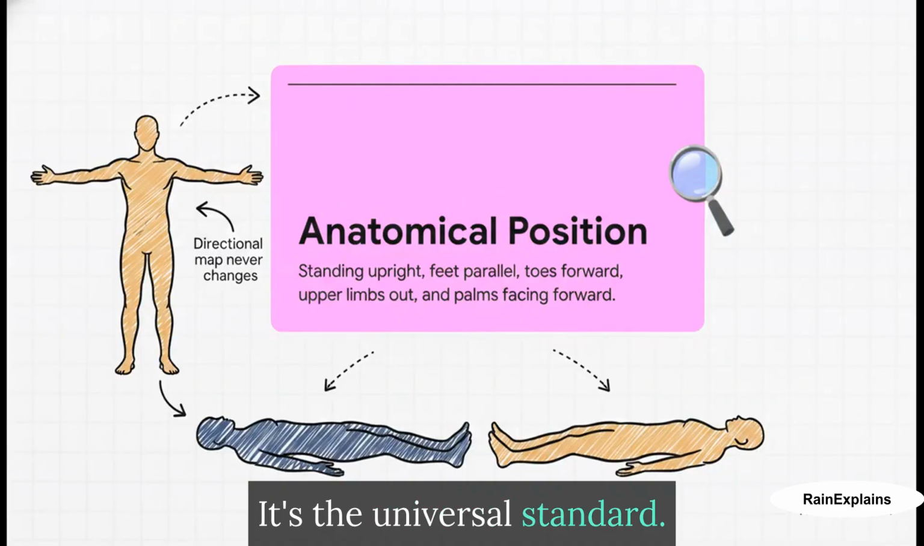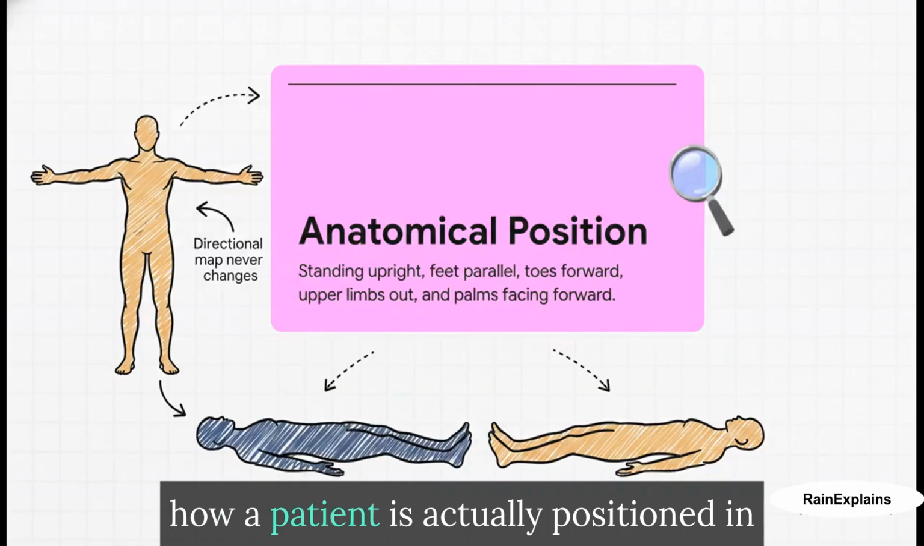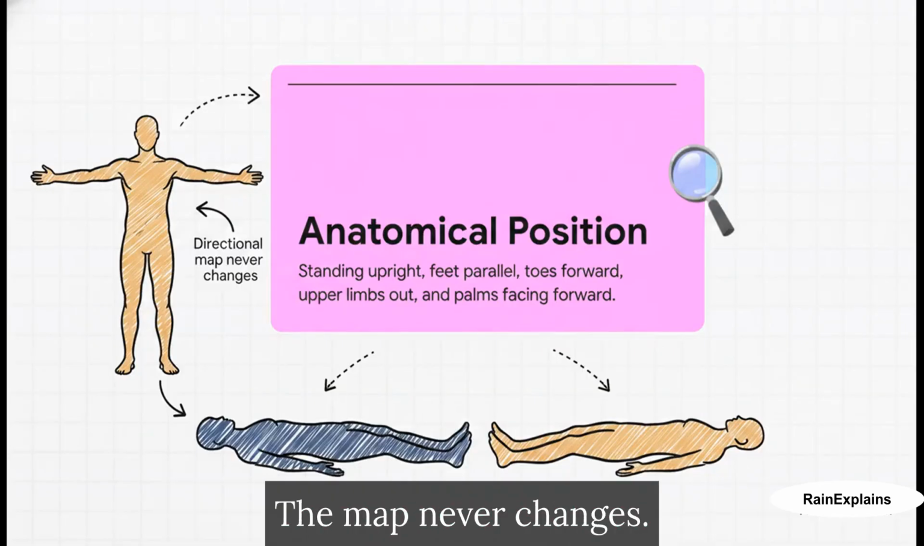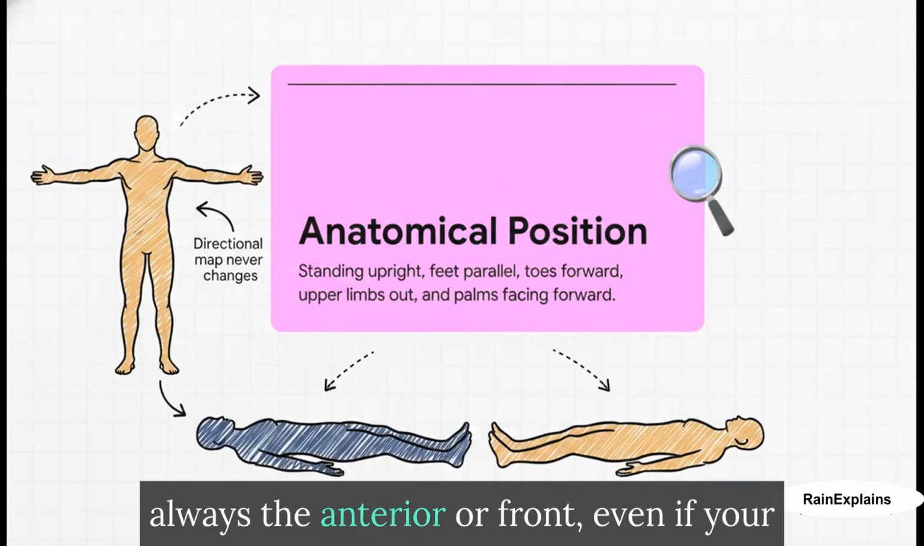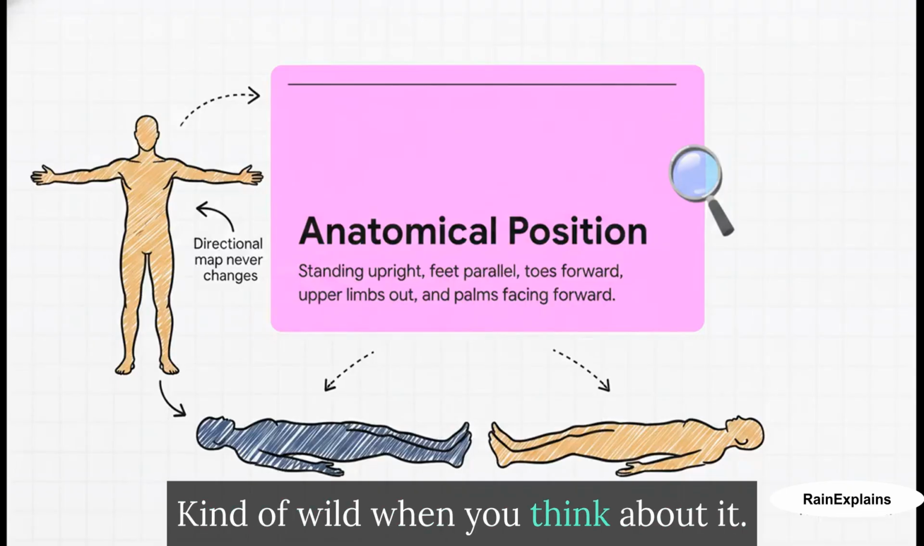It's the universal standard. Why? Because it makes sure all of our directional terms make sense, no matter how a patient is actually positioned in real life. Prone, supine, doesn't matter. The map never changes. So the palm side of your wrist is literally always the anterior or front, even if your hands are resting palm down in your lap. Kind of wild when you think about it.